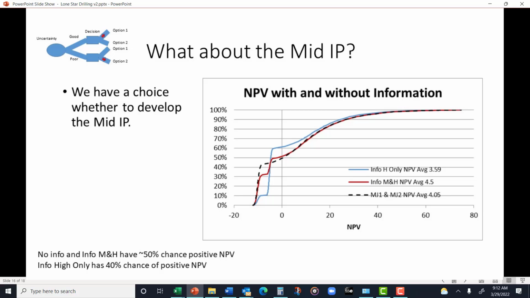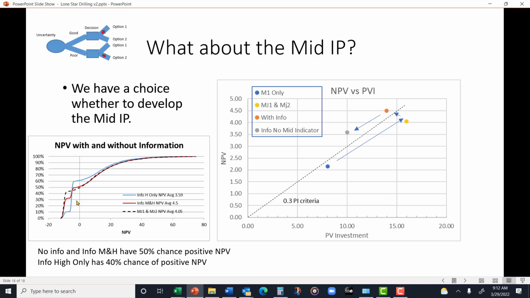Well, once again, let's use the capital efficiency chart to help us understand. So here are the 4 points we've talked about. This is MJ1. Here's MJ1 and 2 only. And then if I do both the mid and the high, I can go from here up to here. Hey, that's good because now the whole project's above a 0.3. That looks positive.